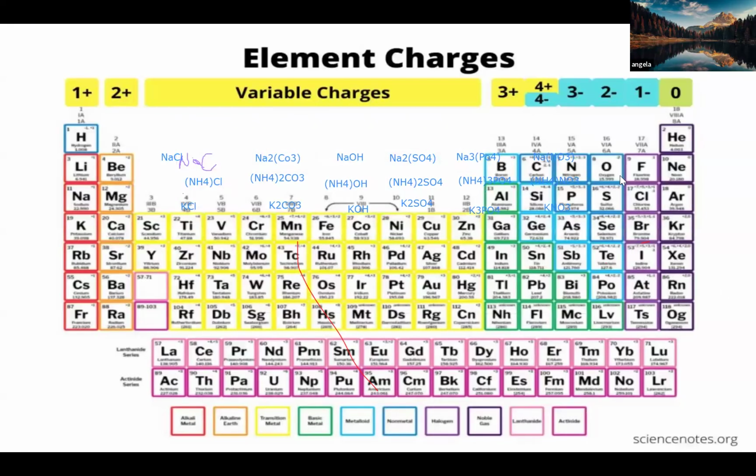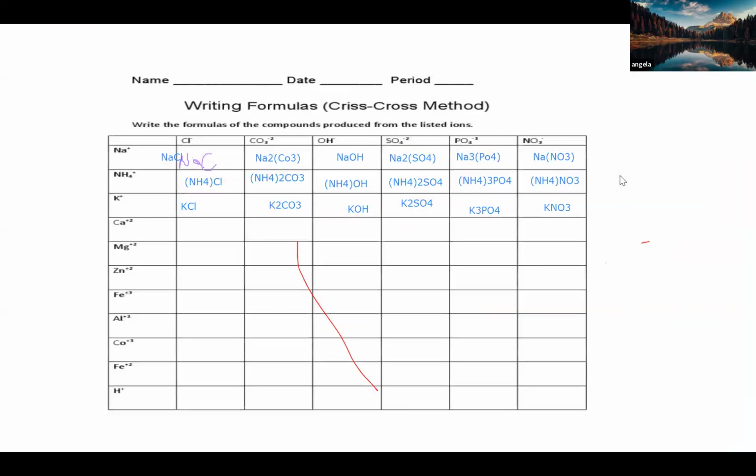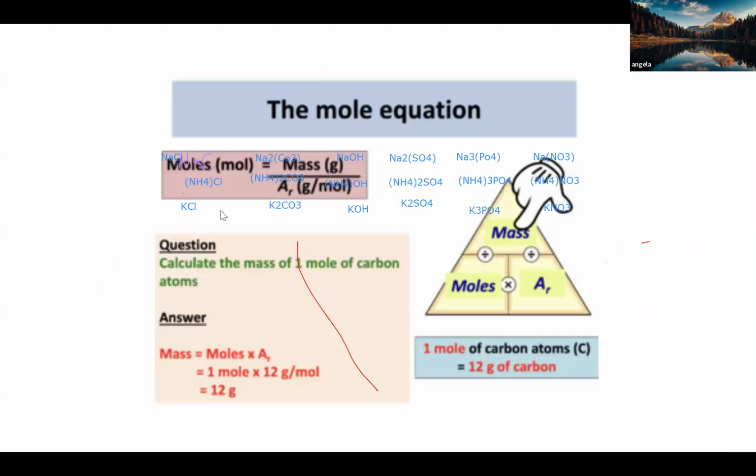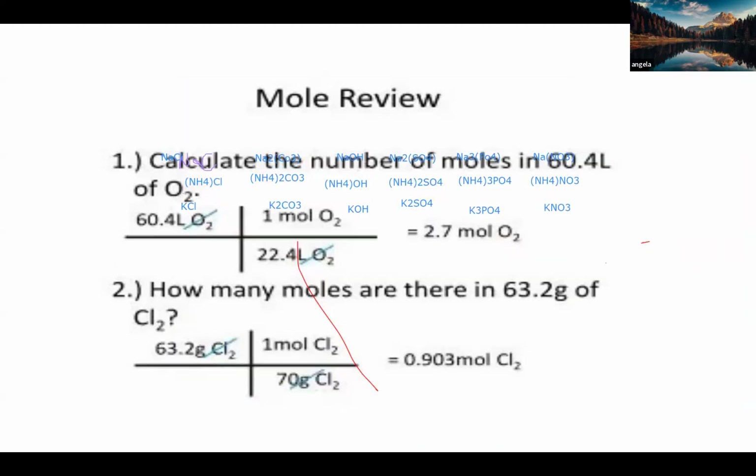Oxygen is 16. Okay, so if you have 6.4 liters, and our formula over here is moles of mass times Avogadro's number. So you have moles equal mass. So one mole of oxygen.